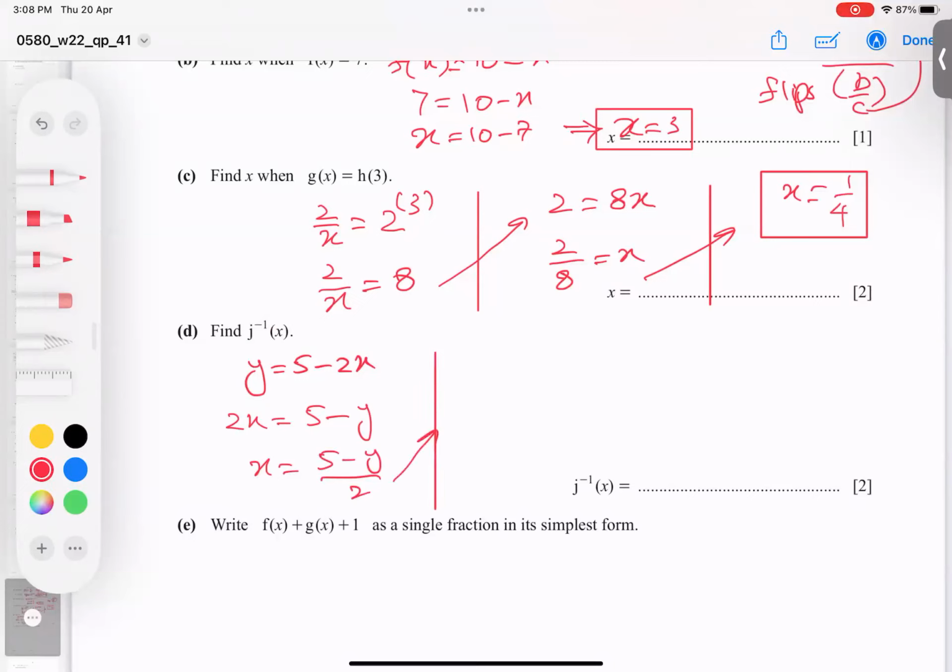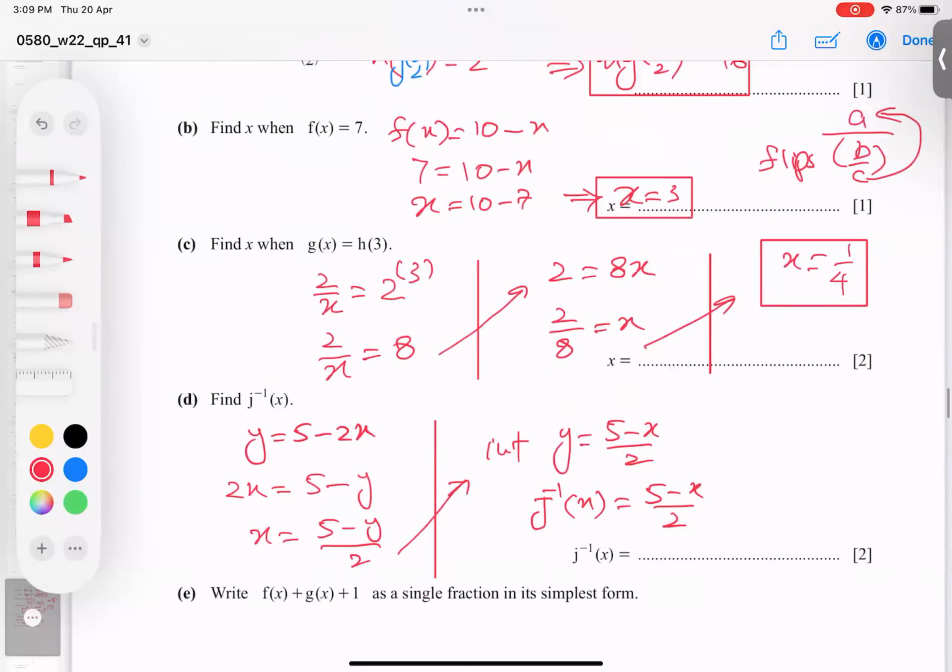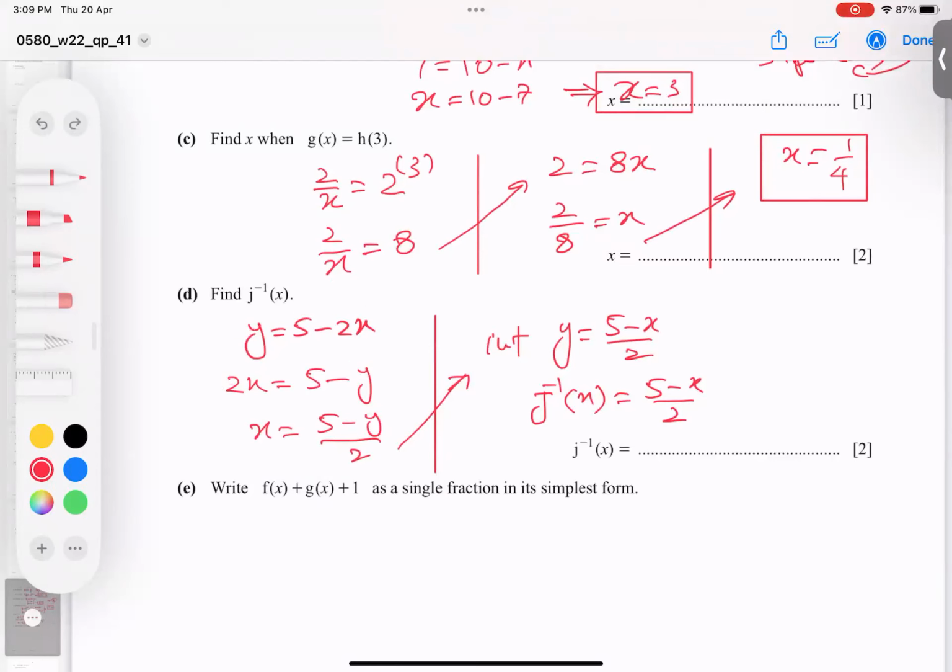Now I'm writing further. Switch the sides, because wait a minute. Yeah, no need, it is already switched. Interchanging. So when I interchange, students, x becomes y and y becomes x. So this becomes g inverse of x. Let me recheck. 5 minus 2x, this goes there, 5 minus y comes here, 2 divides, and interchanging, and that's it.